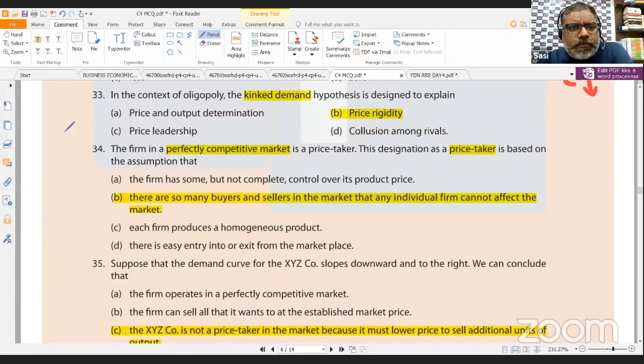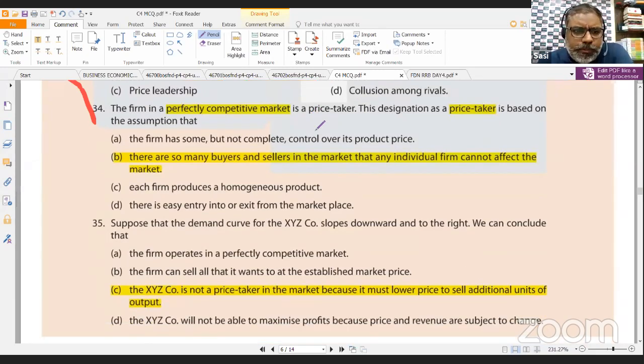Then question number 33. In the context of oligopoly, the kinked demand curve hypothesis is designed to explain price rigidity. The kinked demand curve itself is that. Price rigidity. There will not be much change in the price. It is going to be a rigid price. For a long time it will be the same price because of the higher price elasticity. After that also the price will be sticky. So price rigidity is one of the characteristics of oligopoly. And what is the proof of that? The kinked demand curve hypothesis. That is the 33rd question. The answer is B, Bengaluru.